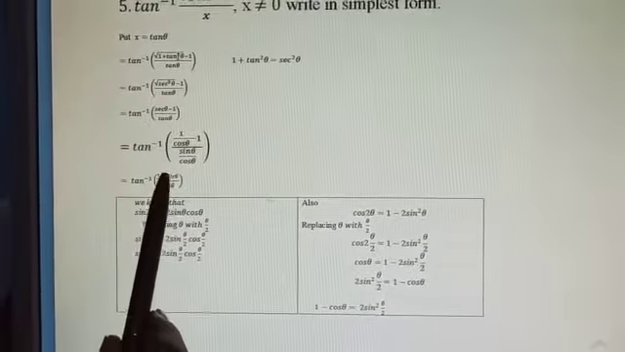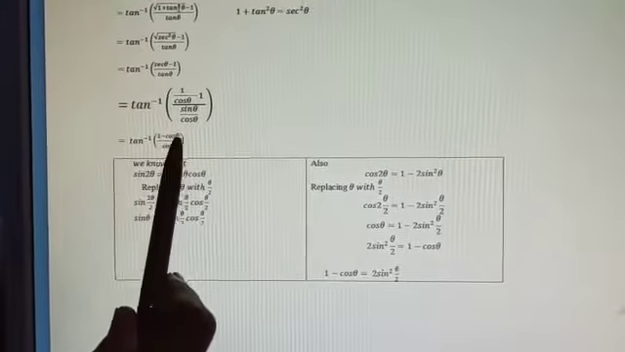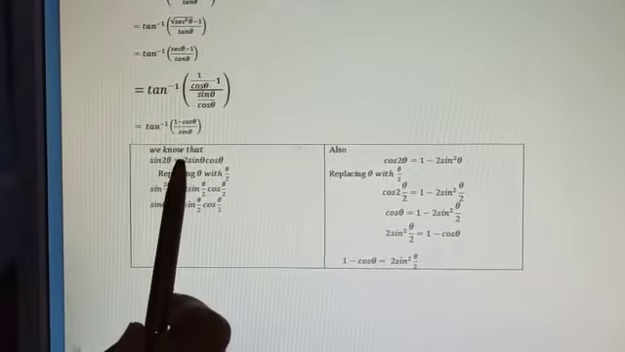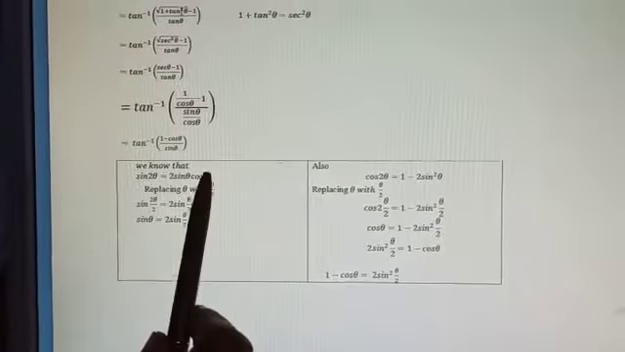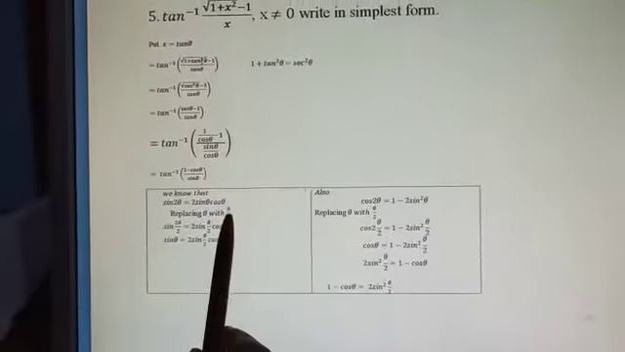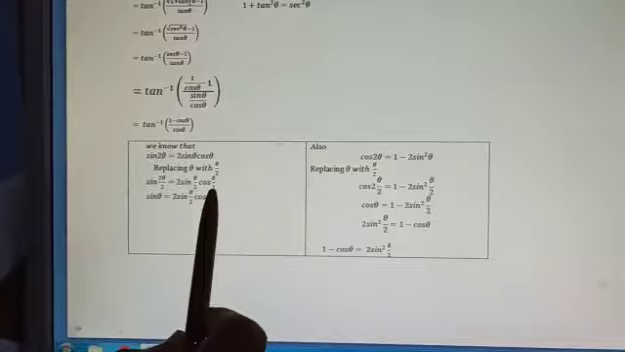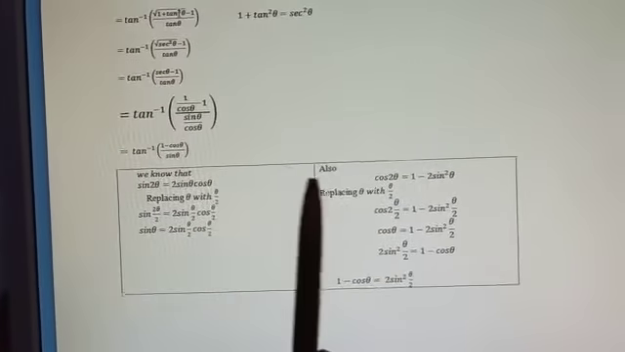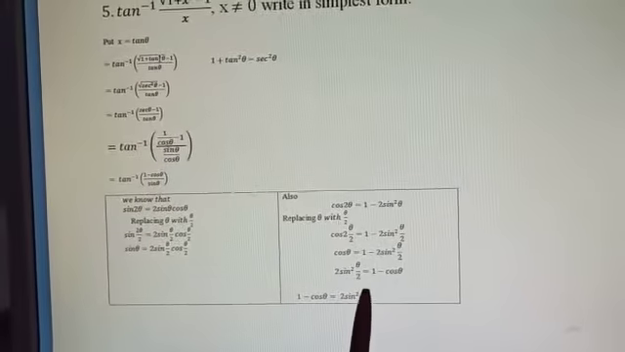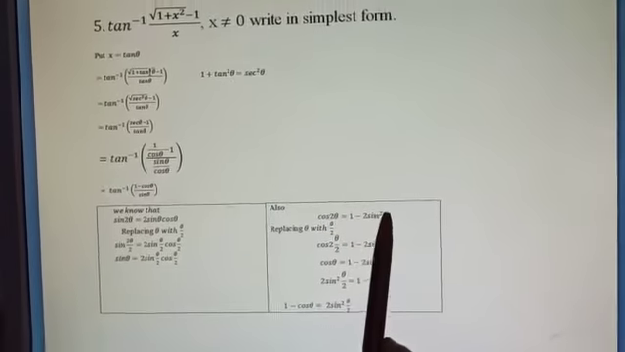Tan inverse of 1 minus cos theta divided by sin theta. So I want to know about 1 minus cos theta and also sin theta. Sin 2 theta is equal to 2 sin theta into cos theta, we already know that. On simplifying, replacing theta with theta by 2, sin theta is equal to 2 sin theta by 2 into cos theta by 2. This is for sin theta. In the same manner, 1 minus cos theta can be written as 2 sin square theta by 2. Just see this one, cos 2 theta is equal to 1 minus 2 sin square theta.